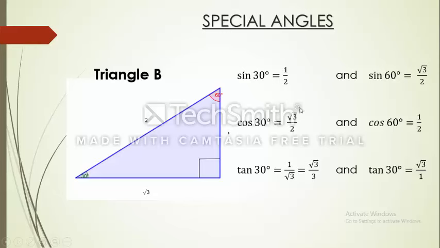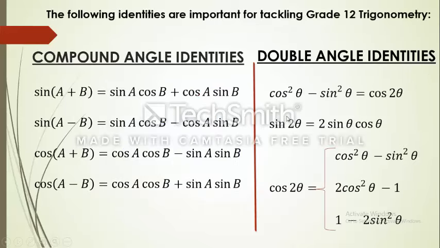You will notice that sin 30 and cos 60 simplify to the same answer, which is 1 over 2, and sin 60 and cos 30 simplify to the same answer, which is square root 3 over 2. The following identities are important for tackling your grade 12 trigonometry.